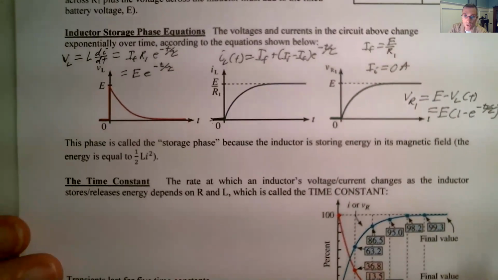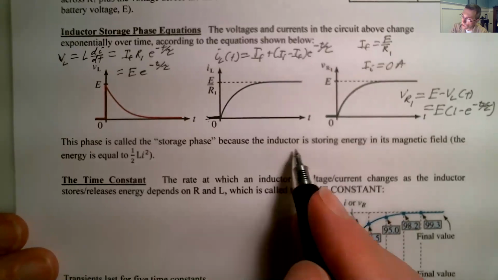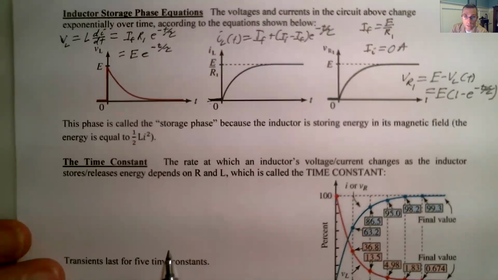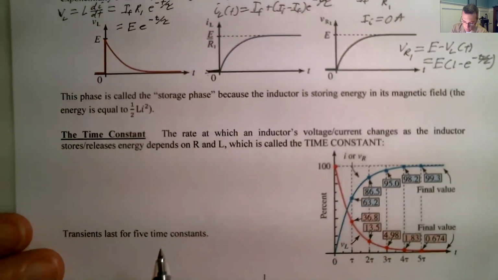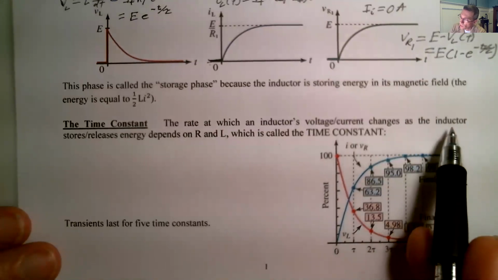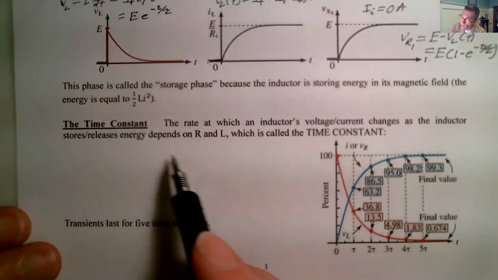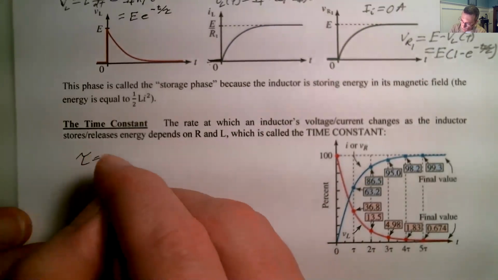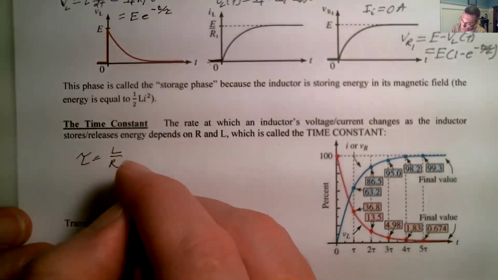This phase is called the storage phase because the inductor is storing energy in its magnetic field, and the energy is equal to 1/2 L i squared. Now, the rate at which the inductor's voltage and current change as the inductor stores and releases energy depends on R and L, and that's the time constant. So tau equals L over R.